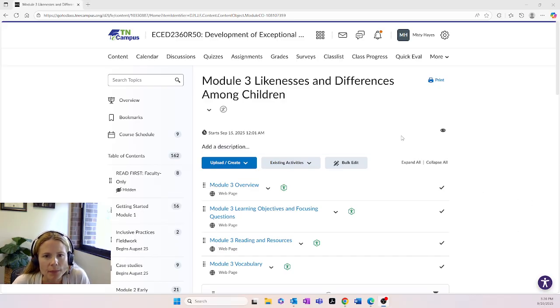So let's go ahead and jump into Module 3. Just like Module 2, this module is going to be 2 weeks long. Okay, so you have 2 weeks to complete both lessons, and then you will have your assignment and quiz.